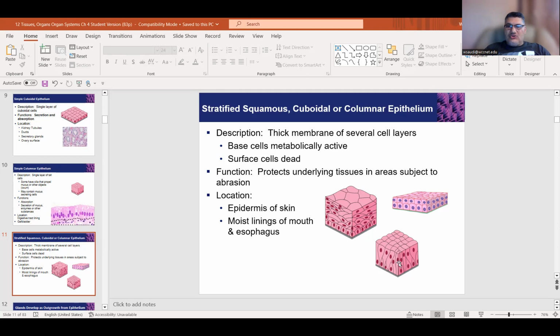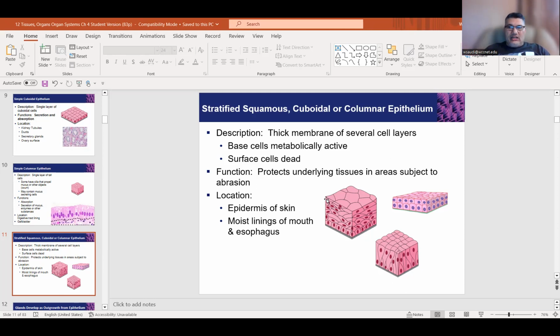Well, this is pseudostratified columnar, and you can see stratified columnar. How to know them from each other? One more time. Is it one layer or more? One layer, simple. More than one, stratified. That's it. Stratified what? Show me the top layer, and I will tell you what it is.